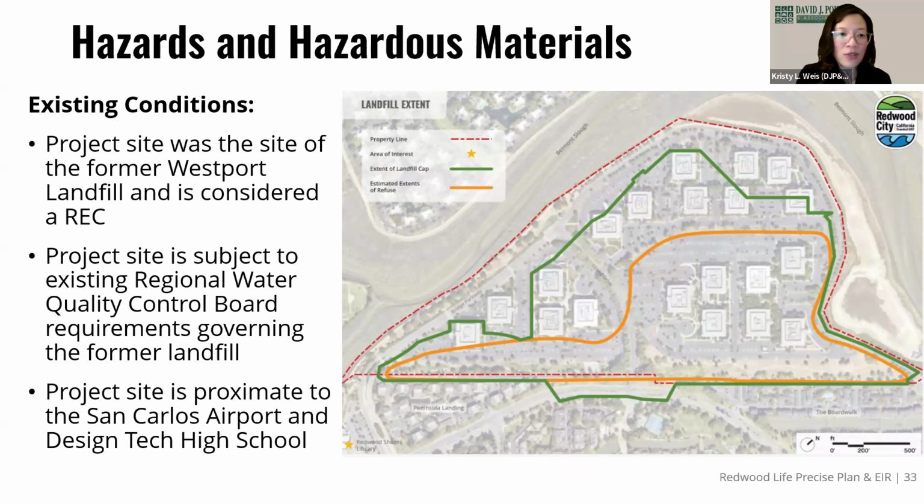So here on this figure, you'll just see the boundaries outlined for the extent of the landfill cap in green, and the project site is the red boundary, and the orange boundary is the estimated extent of the refuse on site. Next slide, please.